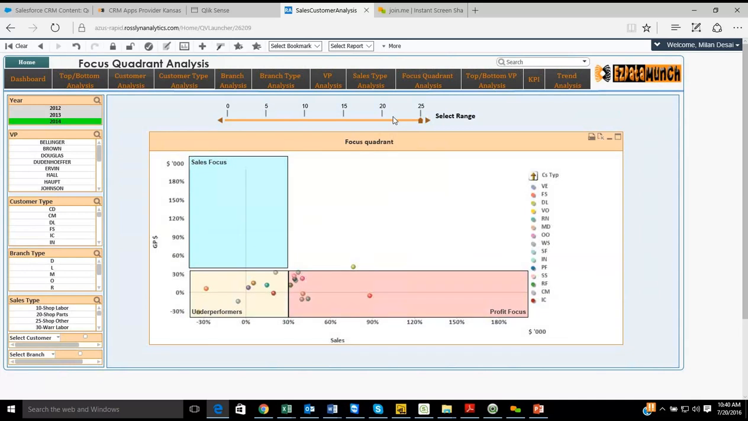The other thing that we typically do is a focus quadrant analysis. This tells you basically your underperformers, your profit-focus or sales-focus customers, and so on. The reason this quadrant analysis is very important is that it tells your salespeople there are customers who are very good and give you very good profit, but are very small in terms of the revenue they bring in. So you are making 80% margin, but that 80% translates only into $1,000, and that's not a big deal. So how do you try to sell more to these customers? How do you actually make more money with this customer?